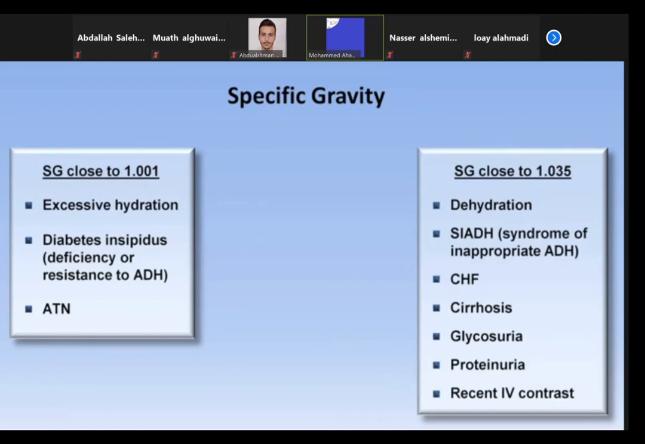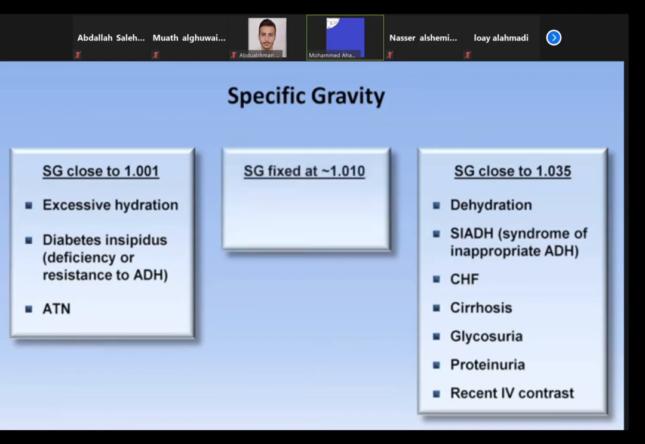Occasionally, you might encounter a patient who has a specific gravity that seems fixed right around 1.010. No matter whether the patient is dehydrated or overhydrated, the specific gravity doesn't seem to vary very much. This person likely has advanced kidney disease, in which the kidneys lose their ability to regulate urine concentration.